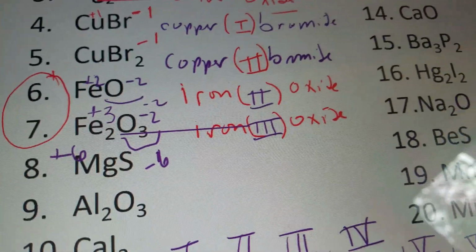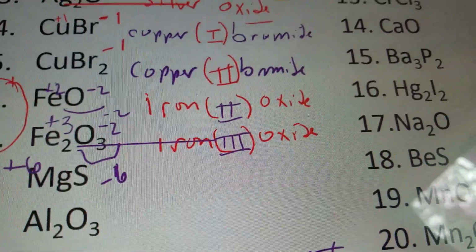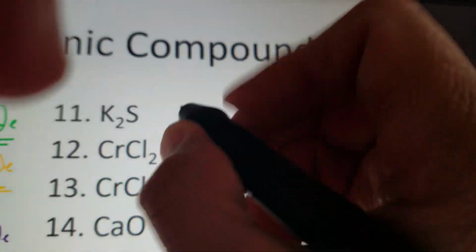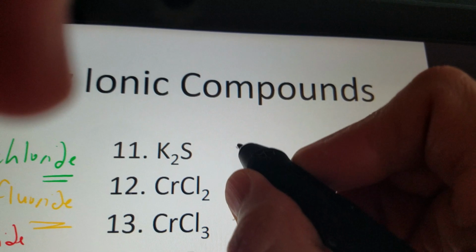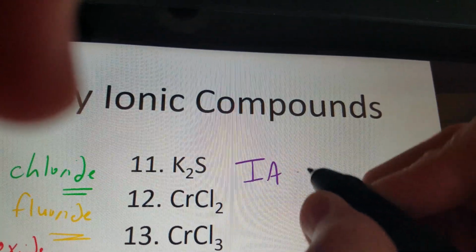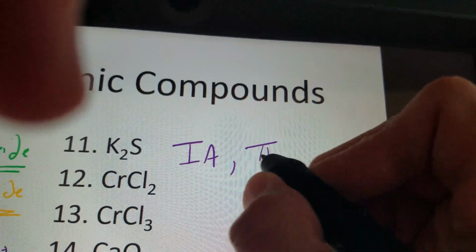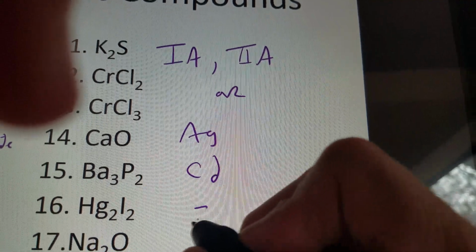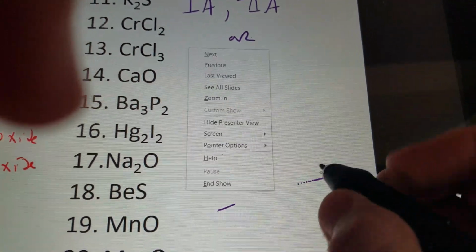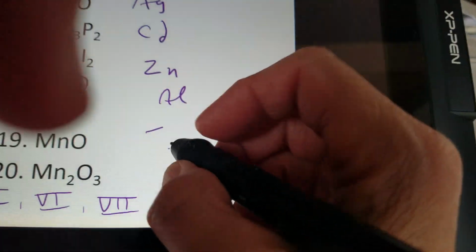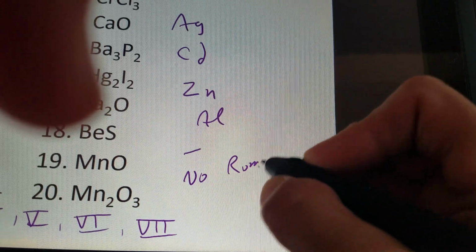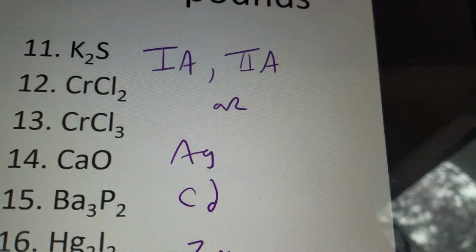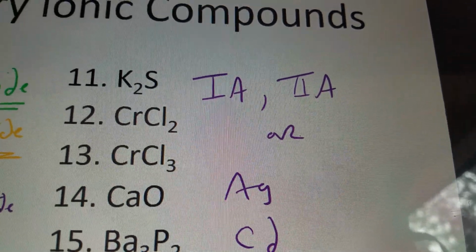Now remember, when you're looking at Roman numerals, the only time you don't need the Roman numerals is when, and I'm going to put that over here on this side, your element is in group 1A, which is the first column on your periodic table, group 2A, or silver, cadmium, zinc, or aluminum. And the reason you don't need a Roman numeral for these is because they have a definite oxidation state. They don't have multiple possibilities.